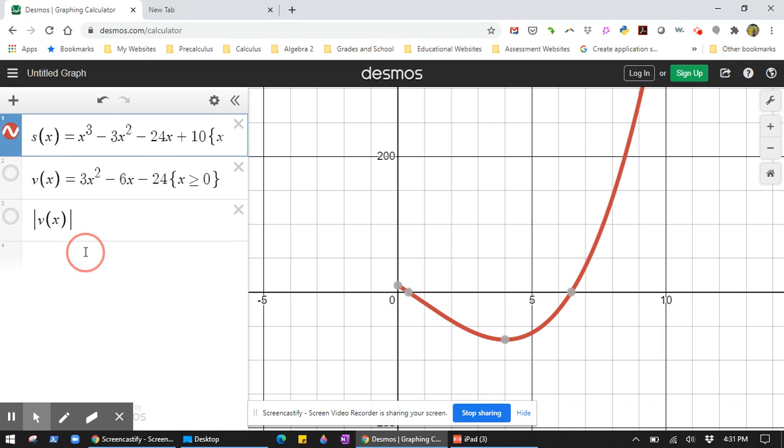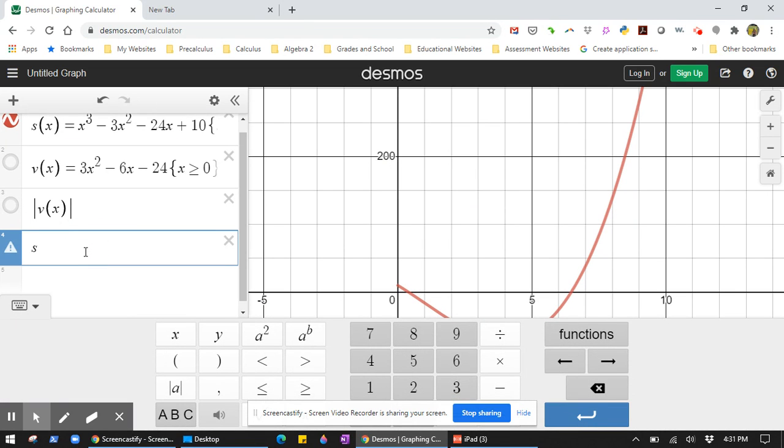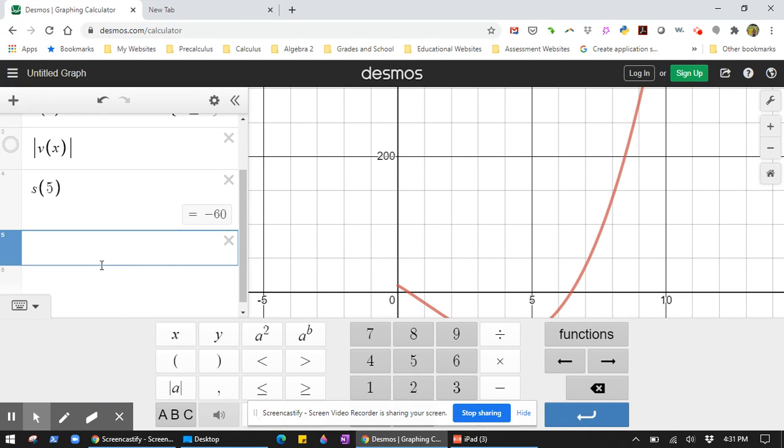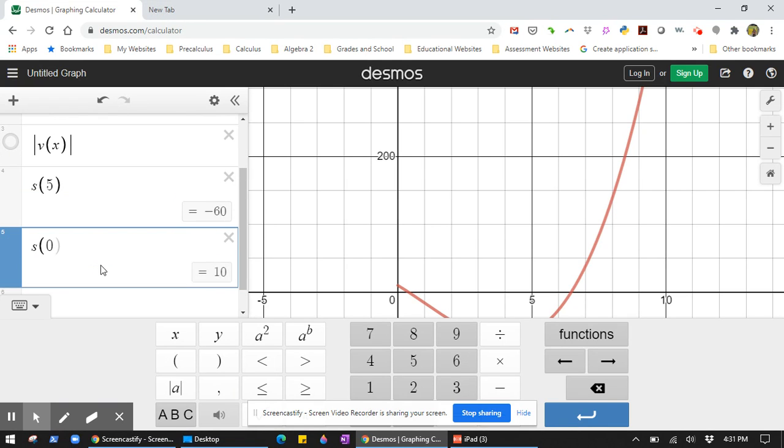So there's my function in Desmos. Let's just do s of 5. We get negative 60. Let's do s of 0. We get 10. So we have a displacement of negative 60 minus 10, which is negative 70. And the units, let's just remind ourselves of units up here, right? It's feet. So we're going to say negative 70 feet is our displacement.